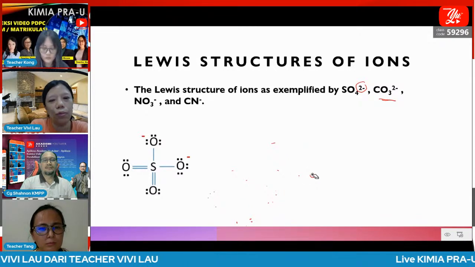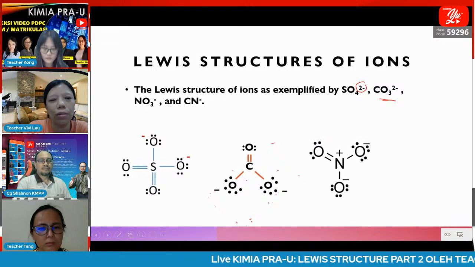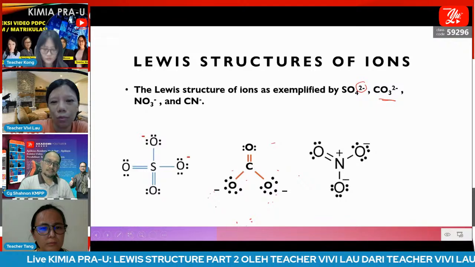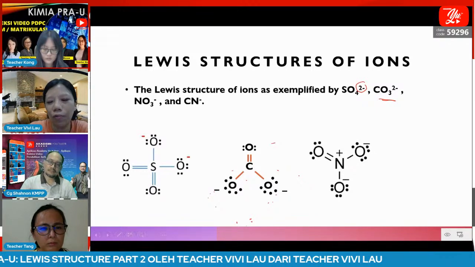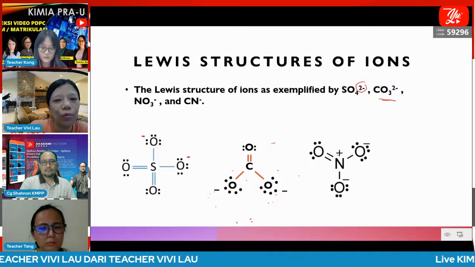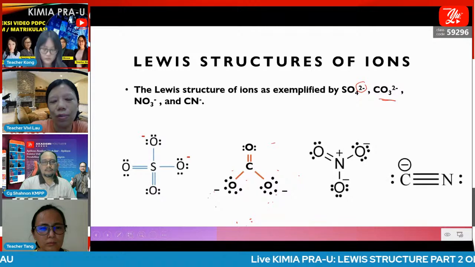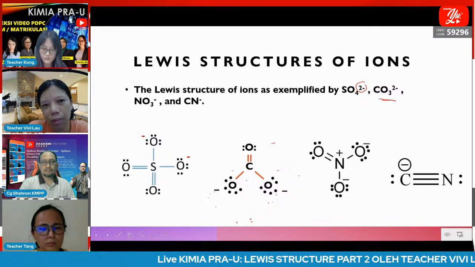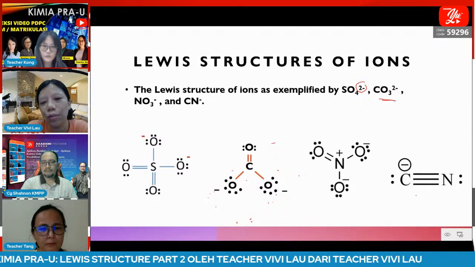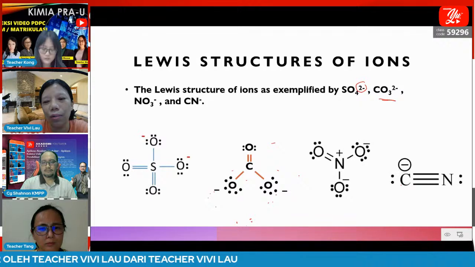So we look at the next one. Next one is this one, just now discussed already. Nitrate ion. Then 1 double bond and 1 single covalent bond. So here also show the formal charge inside. Nitrogen is positive one. Here 2 oxygens have negative one. Then the last one, cyanide ion. When you draw the Lewis structure, you have to make sure the negative charge goes to the carbon.